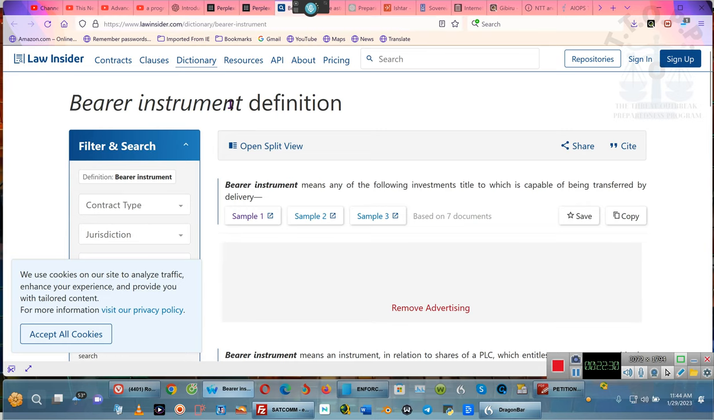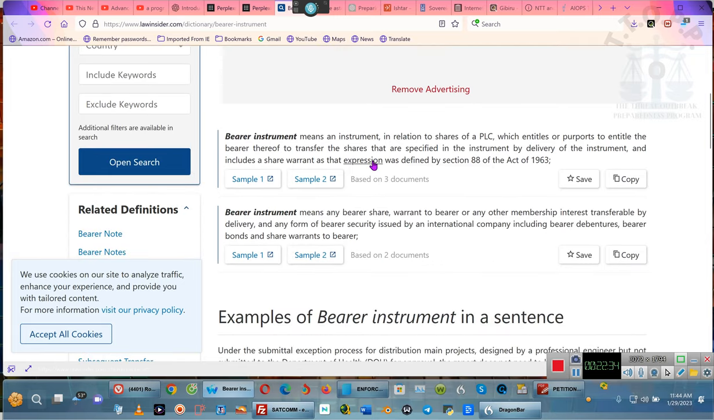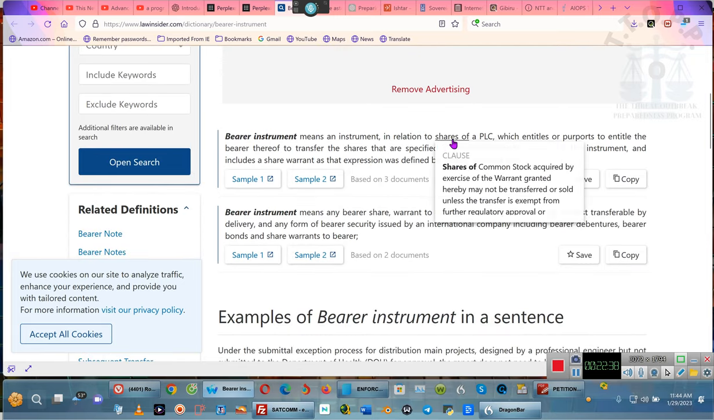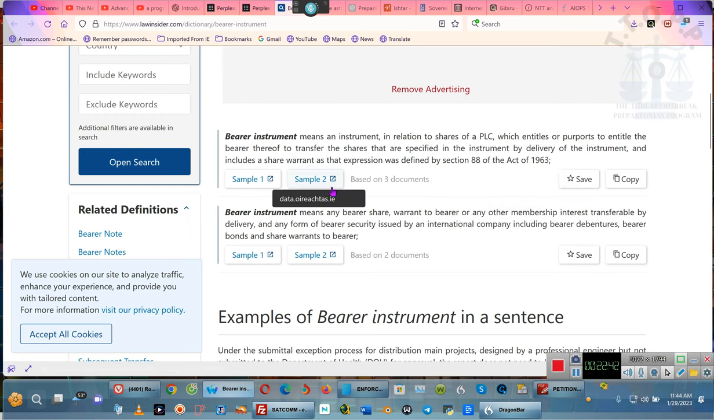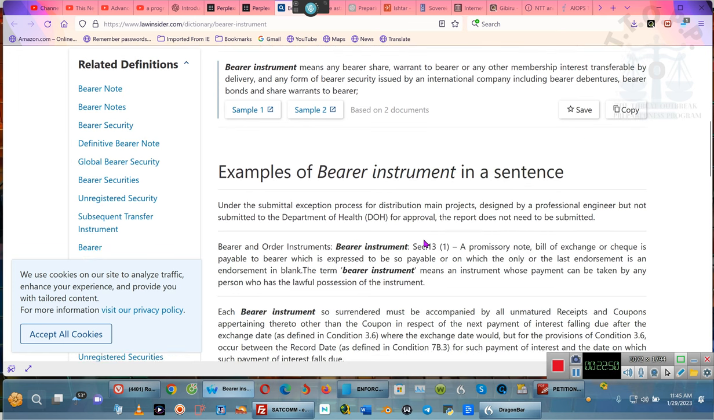So go to Law Insider and put in bearer instrument definition. Okay, bearer instrument definition means an instrument in relation to the shares of a PLC. Oh, this is in their contracts. They actually put in their contracts that it's a bearer share or a bearer instrument or a bearer bond or a bearer security. Bearer and order instrument: a promissory note, bill of exchange, or check payable to the bearer, which is expressed to be so payable and on which the only, or at least the last, endorsement is an endorsement in blank. And the term bearer instrument means an instrument whose payment can be taken by any person who has lawful possession of the instrument. Ladies and gentlemen, this is exactly what's going on.